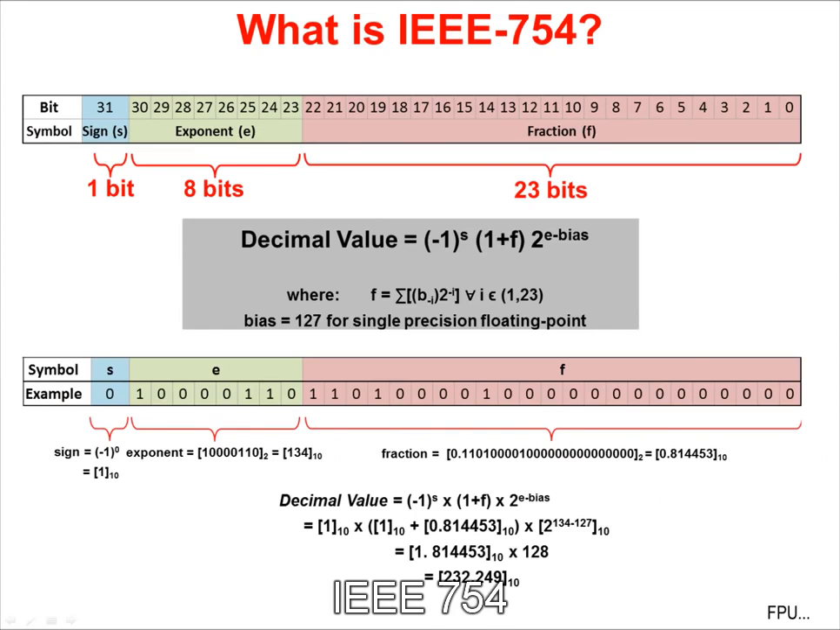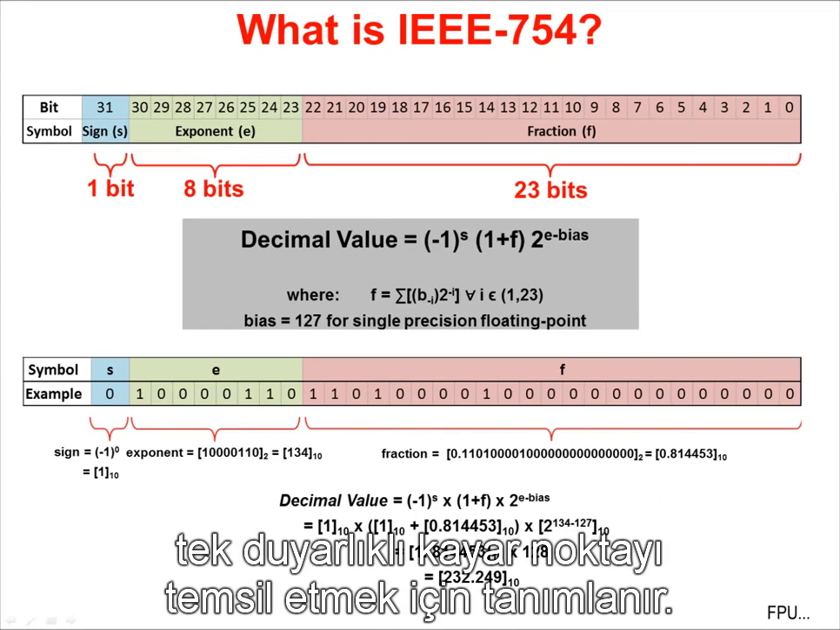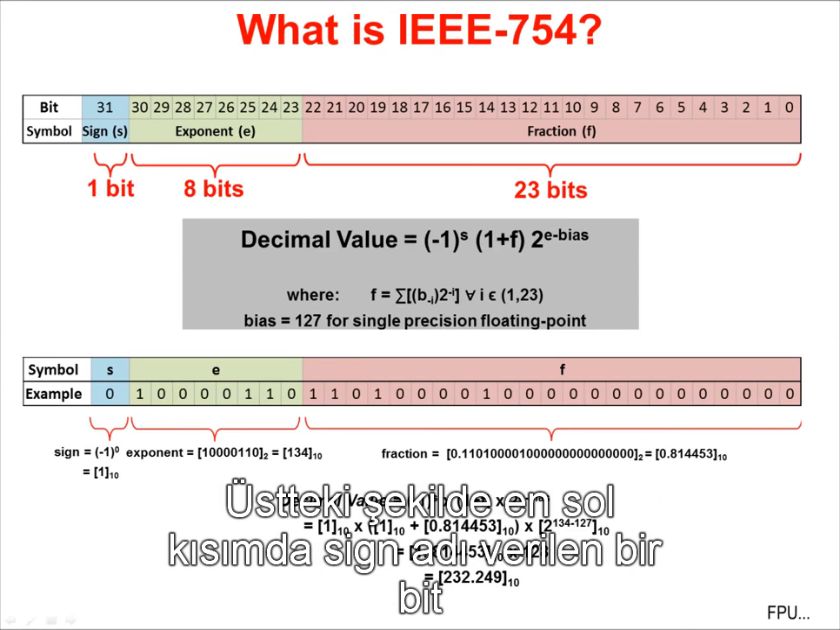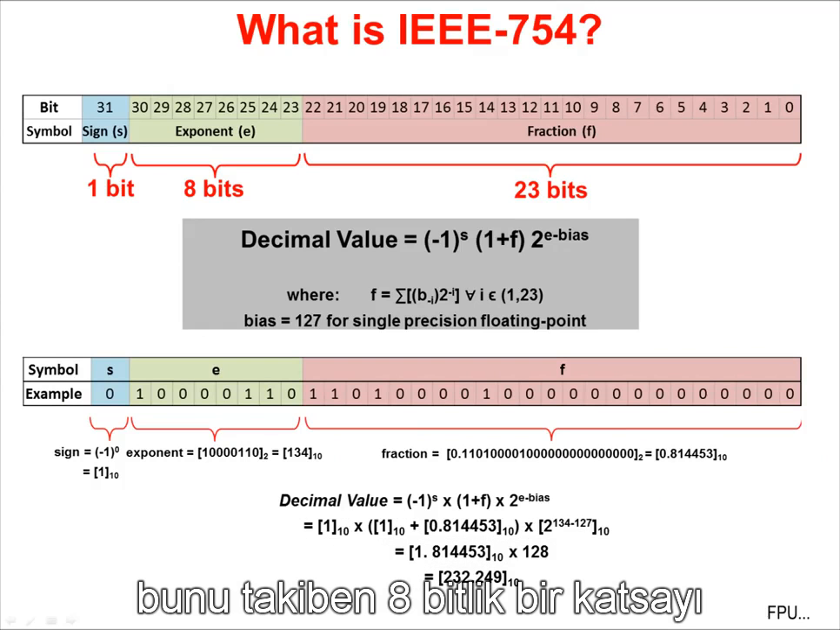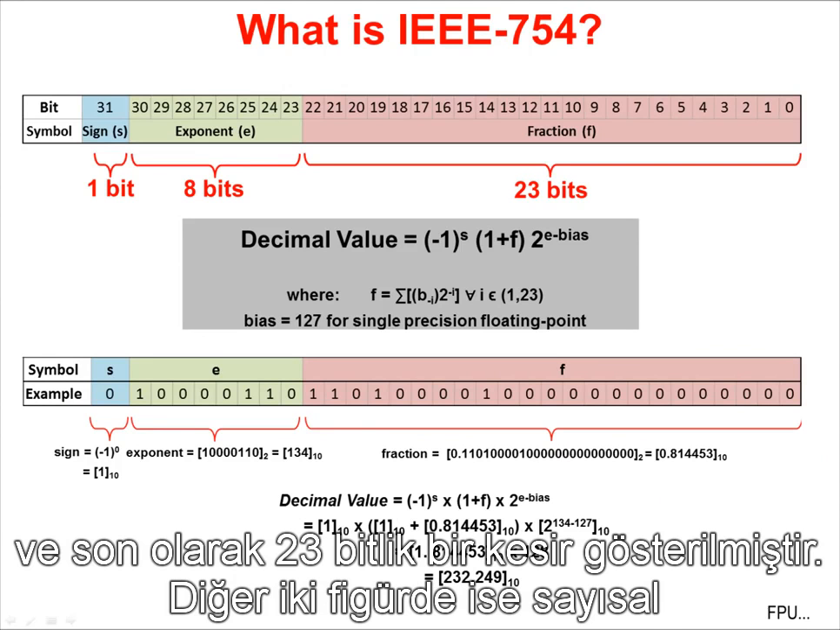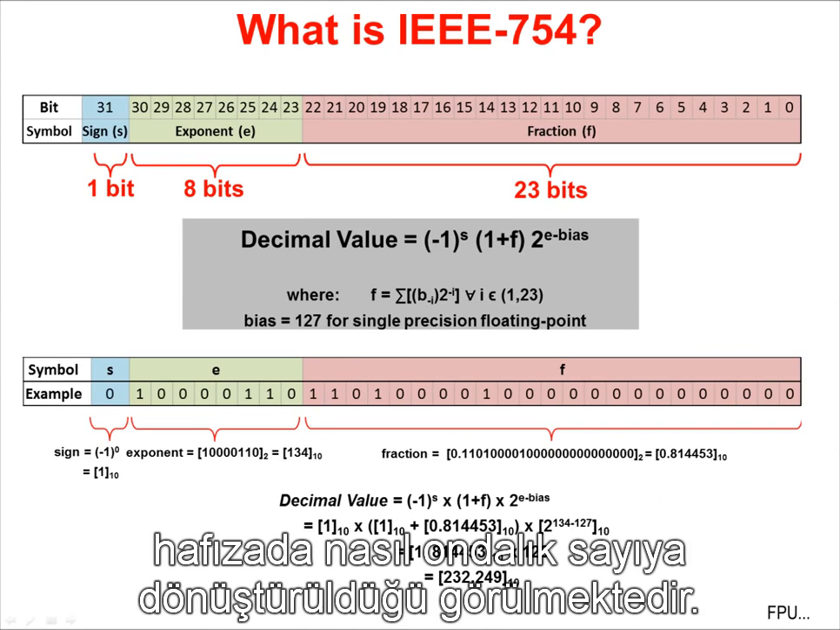IEEE 754 defines a single precision floating point representation. In the top figure, note the sign bit on the far left, followed by 8 bits of exponent, and finally 23 bits of fraction. In the other two figures, you can see how the numeric representation in memory can be converted into a decimal number.